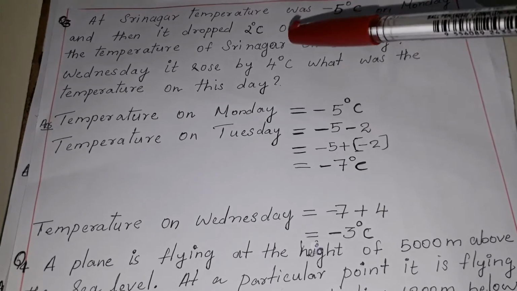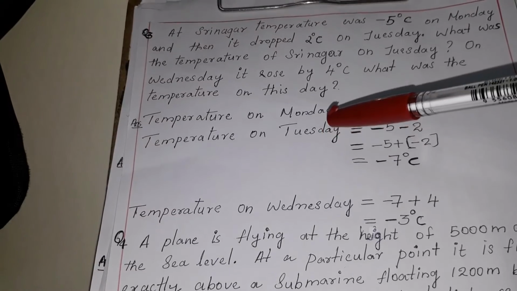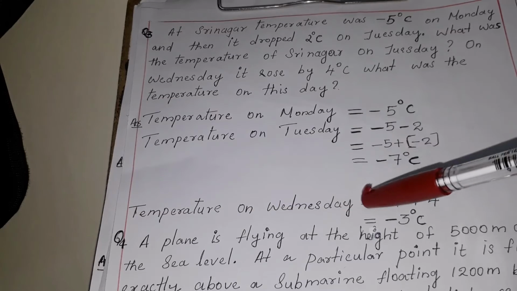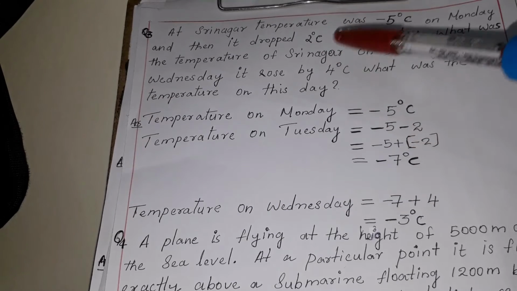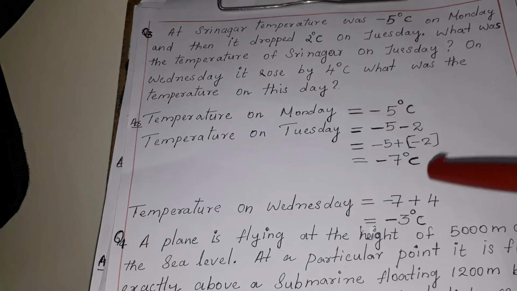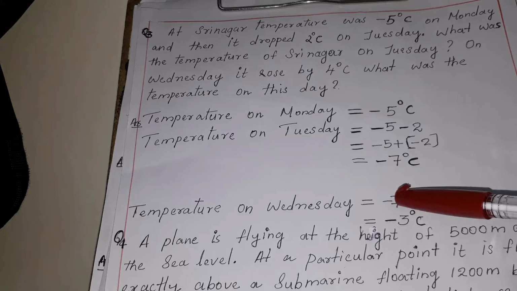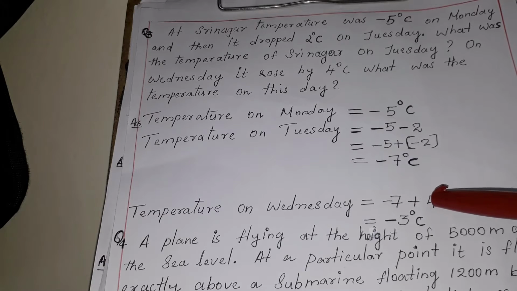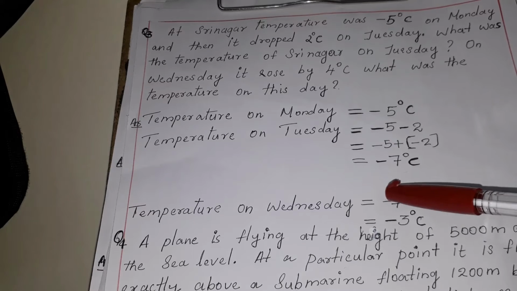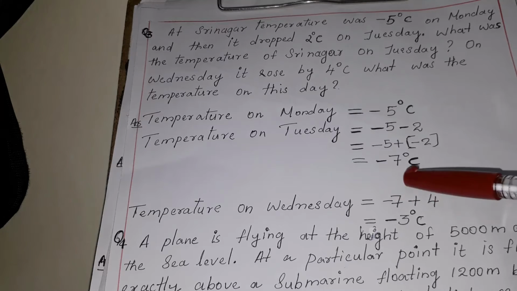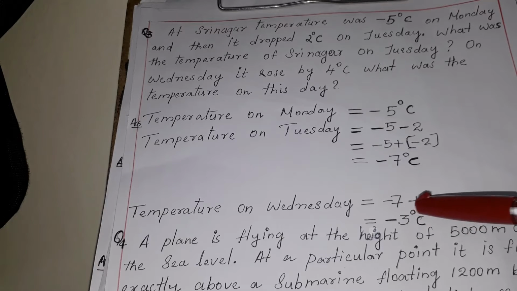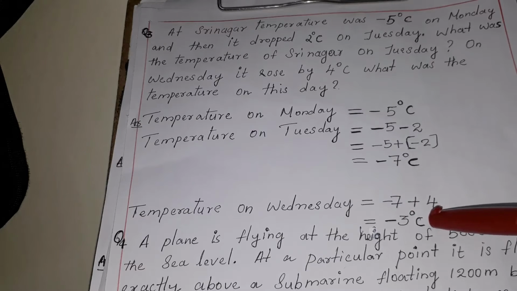Now we are going to study the temperature on Wednesday. Temperature on Wednesday is equal to, it is given that it rose by 4 degrees Celsius, so we should add minus 7 plus 4. One is negative and the other one is positive, so you should subtract 7 minus 4 and put the bigger sign, that is minus. So we get minus 3 degrees Celsius.